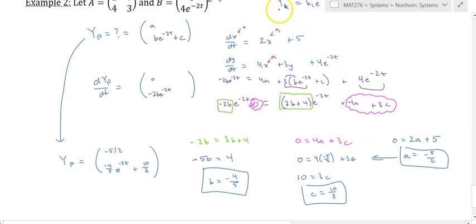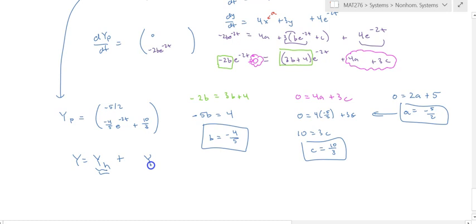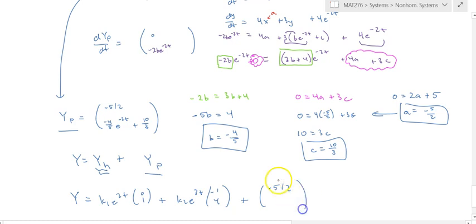And once again, now we'll take our y sub h, which is this guy here, plus yp, which is this guy here. So we get y is equal to k1 e to the 2t times the vector 0, 1, plus k2 e to the 3t times the vector negative 1, 4, plus negative 5 halves at the top, and then negative 4/5 e to the negative 2t plus 10 thirds. Very nice. So that's how we solve that non-homogeneous system.